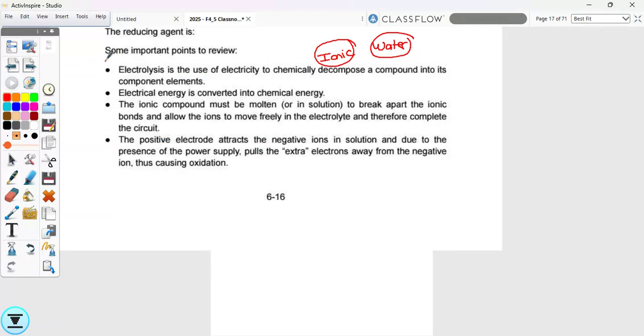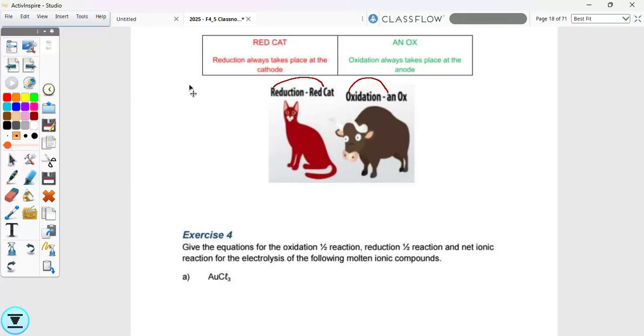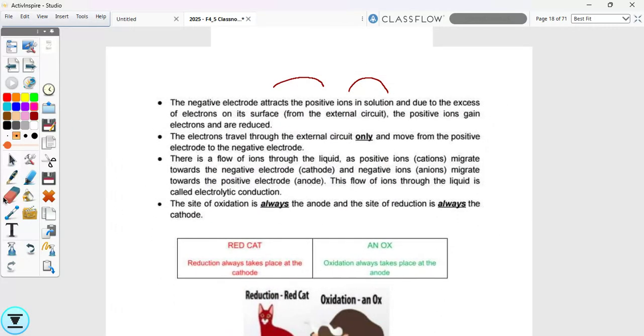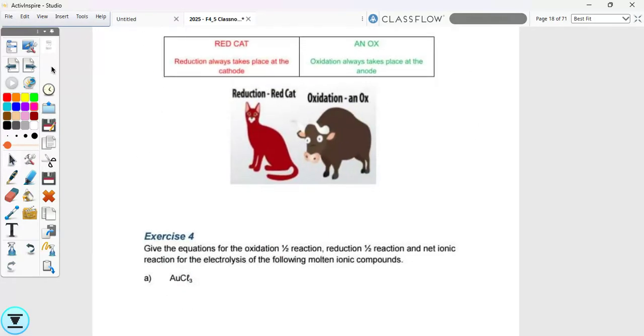So this is just a summary of what I did in that very first picture. Alright, this we spoke about, red cat and ox. Okay, so all these things are just a summary. Oxidation is always the anode, reduction is always the cathode. Okay, so we've gone through that.